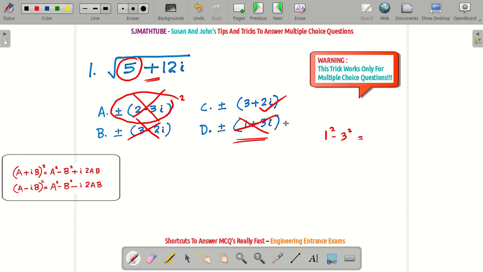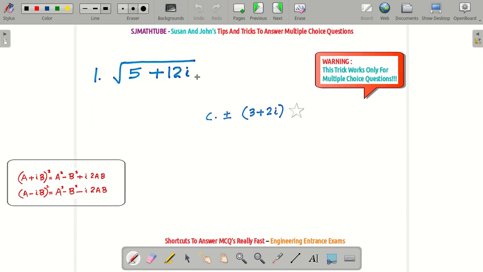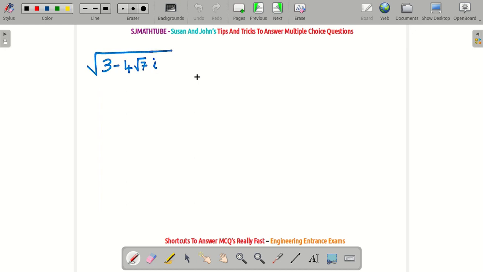Did you like the trick? It's so easy. Just find a square minus b square. 9 minus 4, yeah, 5. Plus 2 into 3, 6 into 2, 12i. See? It's really fast. I'm sure some of you are still confused with the method. Let's try one more question.